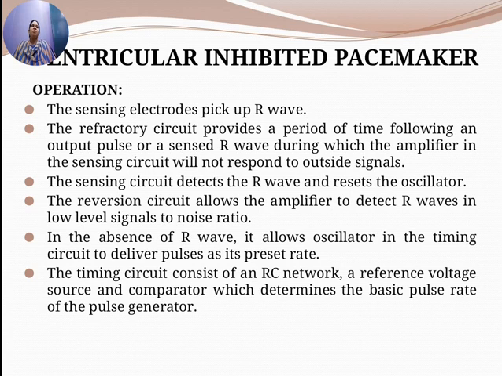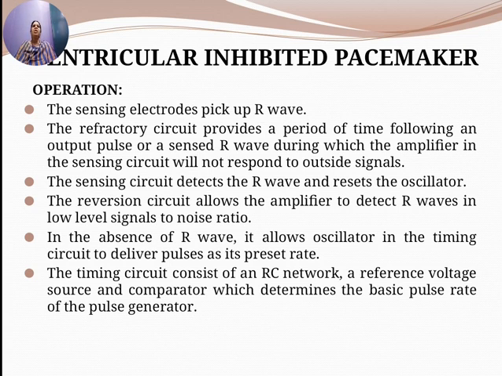So, what do the sensing electrodes do? They pick up the R wave. The refractory circuit provides a period of time following an output pulse or a sensed R wave during which the amplifier in the sensing circuit will not respond to outside signals. The sensing circuit detects the R wave and resets the oscillator.